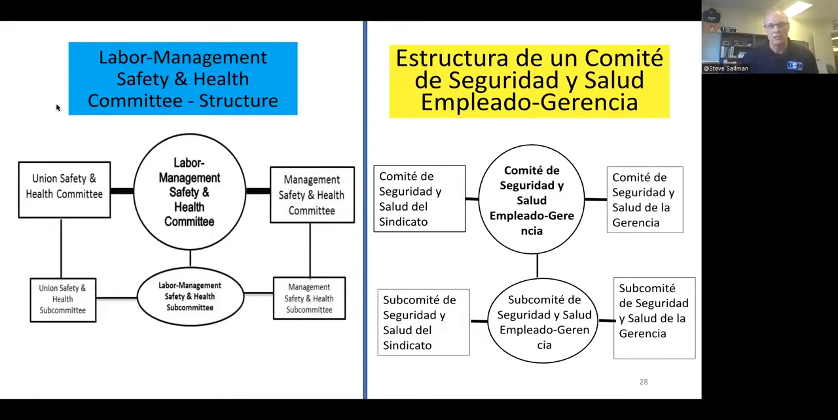There are two separate committees. Management has theirs and the union has theirs. And that's where you meet in the middle to address and solve problems. And we should never lose our identity. That's why we call it a labor management safety and health committee.